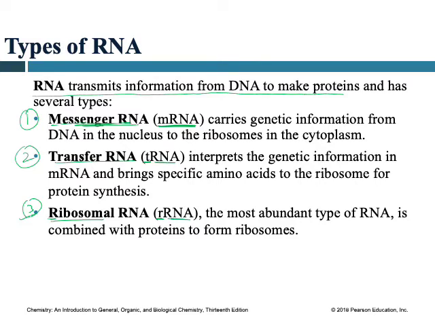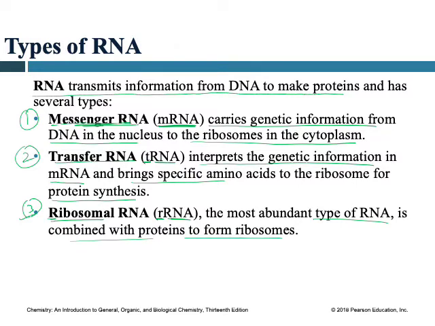And let's talk about what their functions are. Messenger RNA carries genetic information from DNA in the nucleus to the ribosome in the cytoplasm. Transfer RNA interprets the genetic information in the mRNA and brings specific amino acids to the ribosome for protein synthesis. Right. And ribosomal RNA is the most abundant type of RNA and is combined with protein to form the ribosome. So let's talk about these individually so that you can better understand the function of each of them separately.